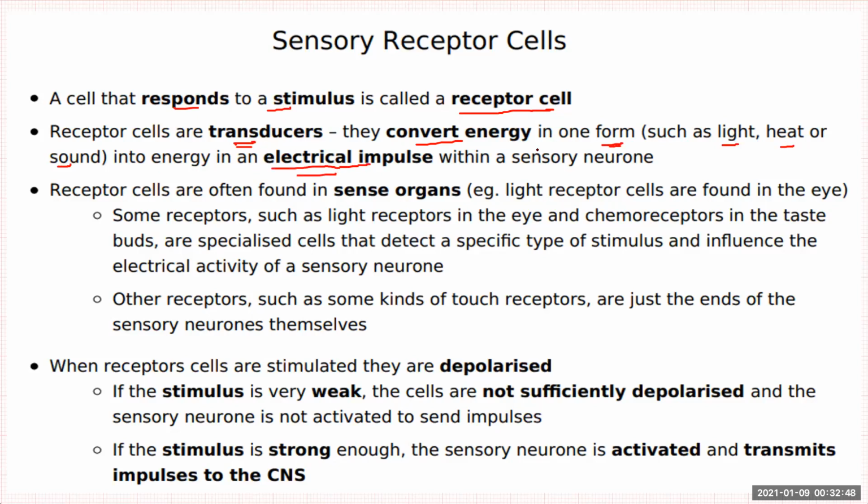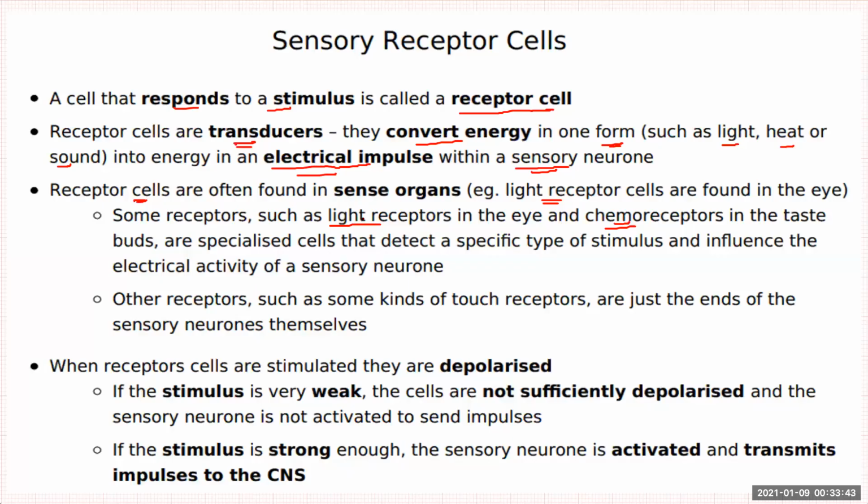They convert this energy, which can be light energy, heat energy, or sound, into an electrical impulse, and this electrical impulse is then taken through the sensory neuron. These receptor cells are often found in the sense organs, like the eye. We have light receptors here in the eye, and then chemoreceptors in the taste buds. They're specialized cells.